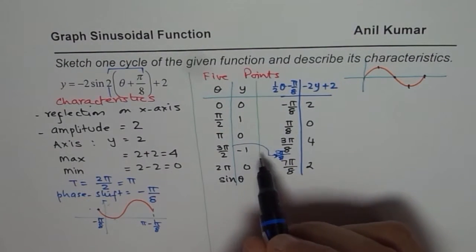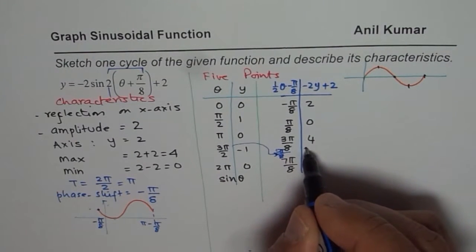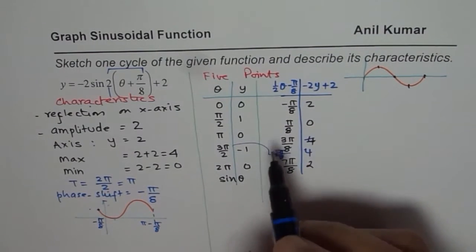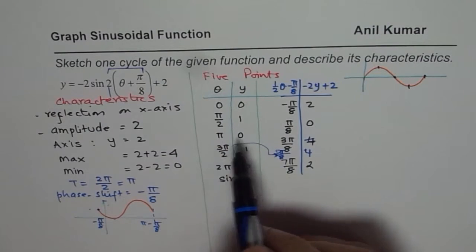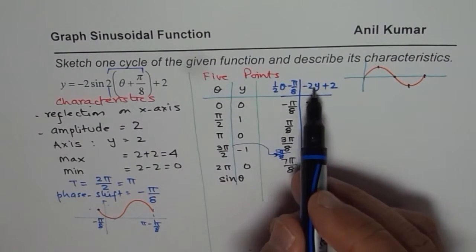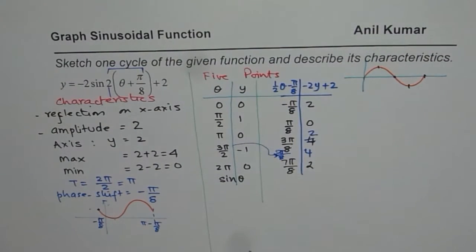And the value will be minus, and minus gives me plus 2. This will be plus 4. And that one was for 2, right? So that one was for 0. So 0 times something is 0, plus 2 will give us 2. So these are our transformed points, correct?